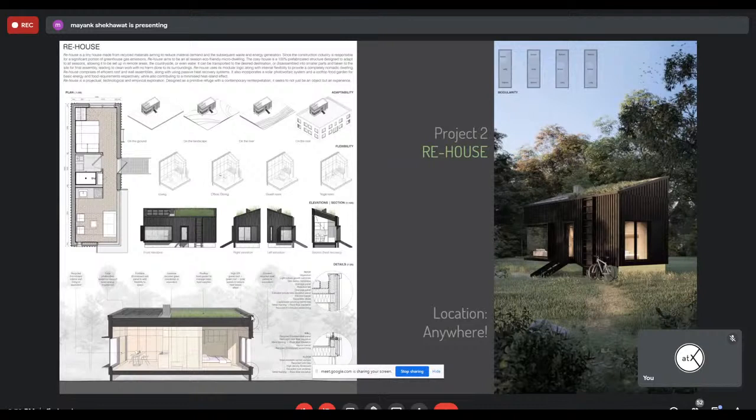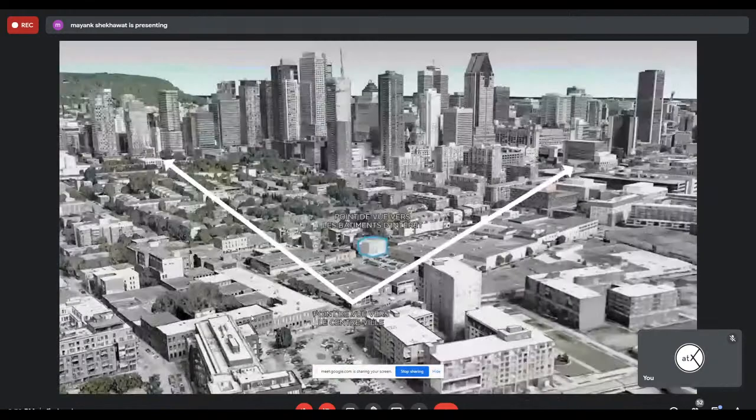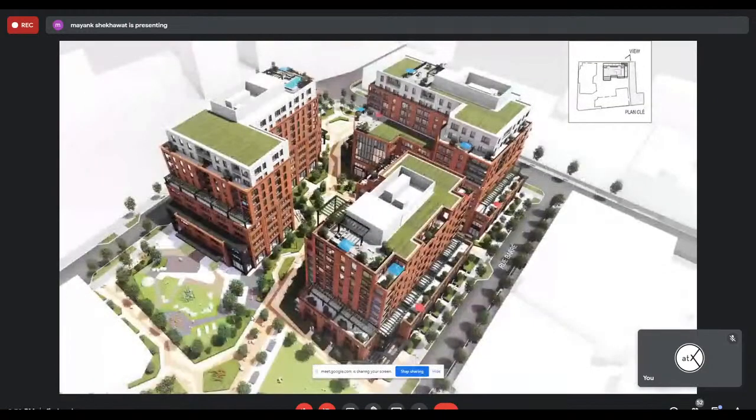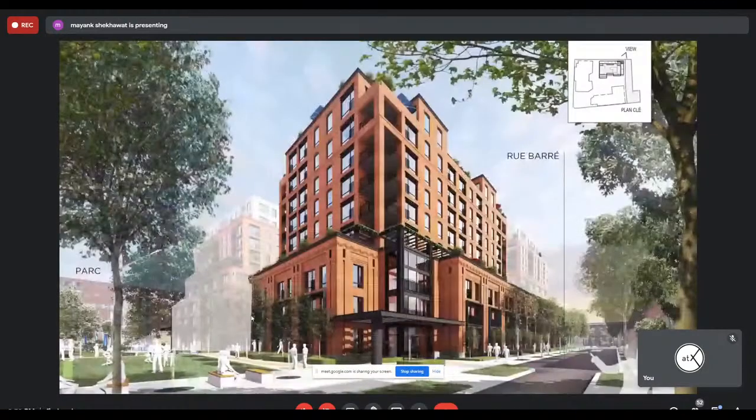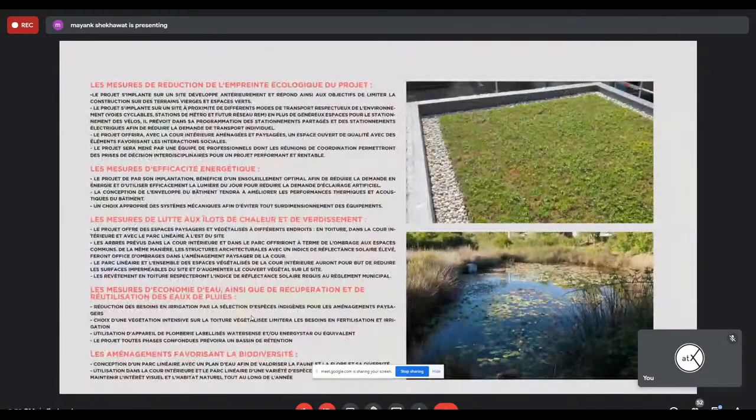Okay. So I have another question also. Go ahead. No, please go ahead. The third project you shared, that's a real project, right? This one? That's a real project, yes. There was a detail on the green roof. Could you please share the details? Green roof, I saw. Yeah, this one. The upper one. Yeah.